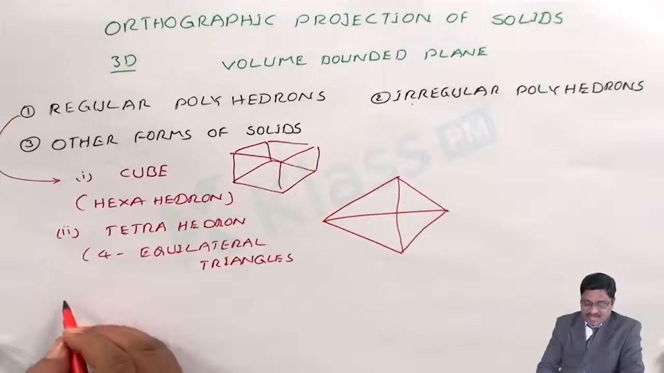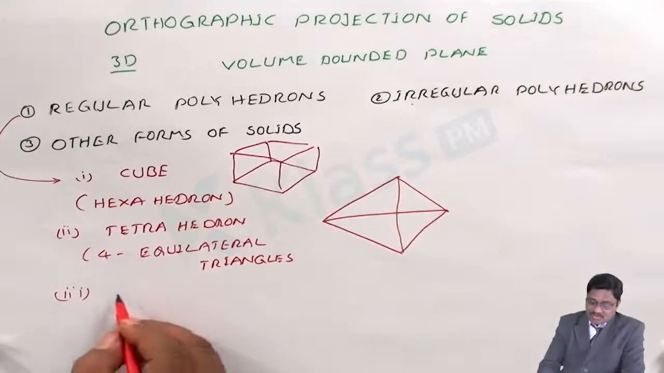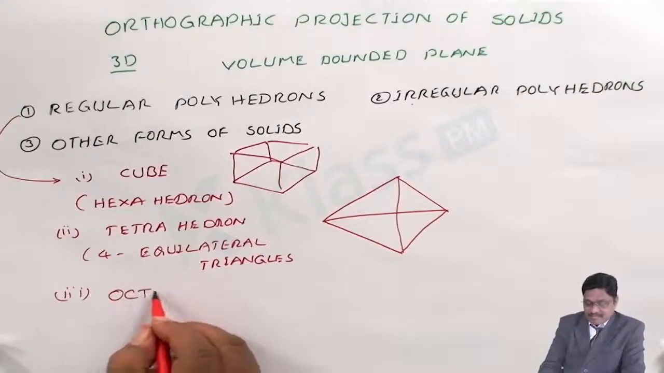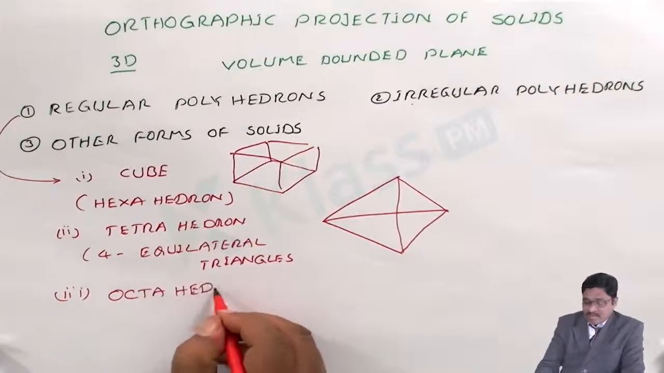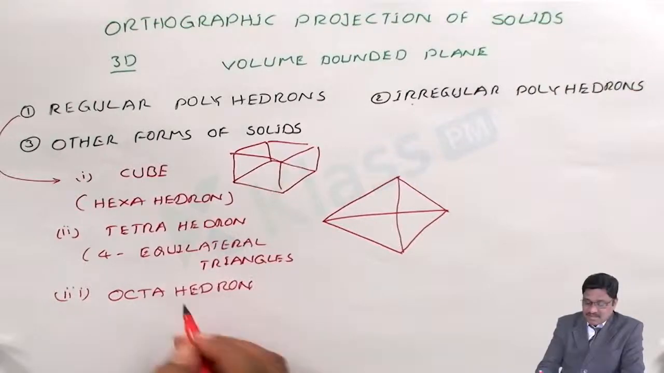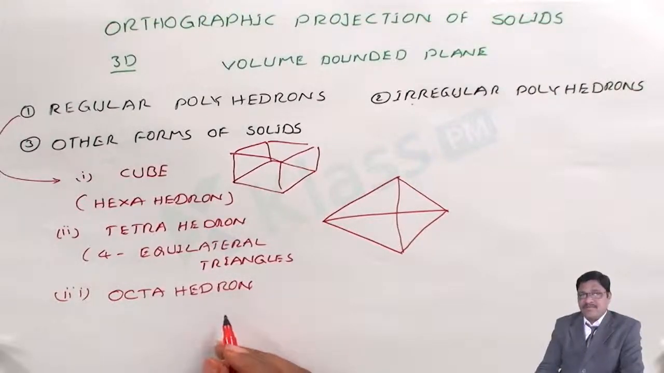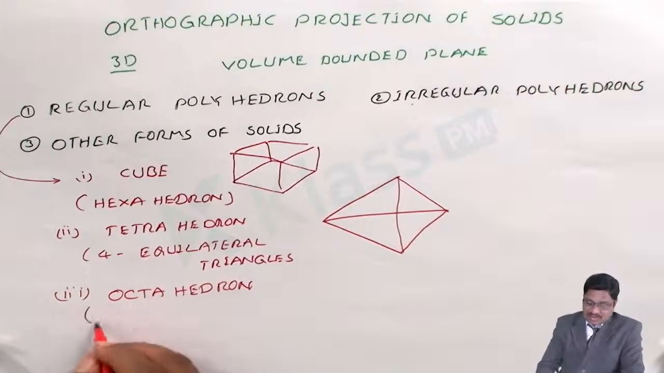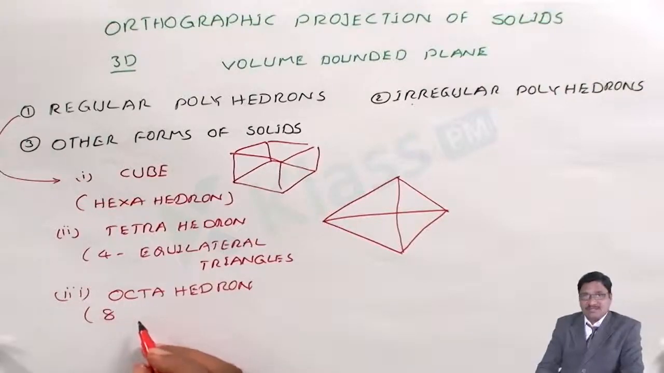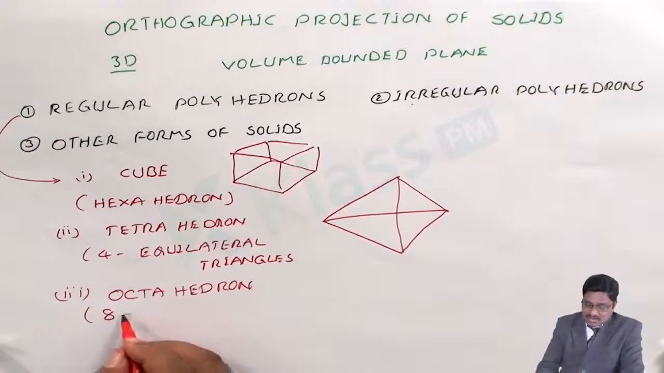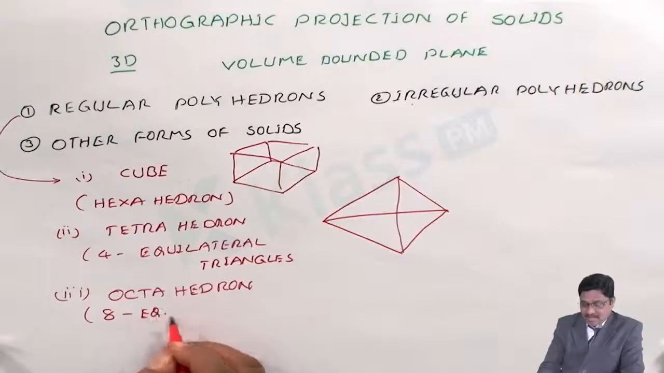The other one, very rarely asked, but better to know that part also, is the octahedron. Again, hedron means the surfaces. Octa, everyone already knows, is the number 8. So if you have 8 planes together, these are also equilateral triangles.